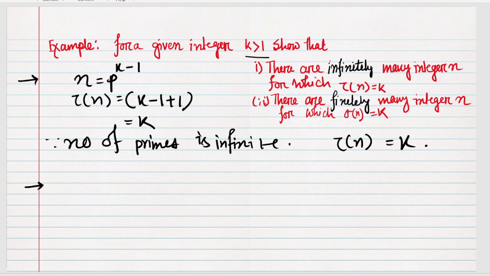In the next part of the question, they ask that there are finitely many integers n for which sigma(n) equals k. Similarly in this case also we will start our theorem by saying that for any n greater than 1, n has at least two divisors, 1 and n. Obviously we know that for any number there exist at least two divisors, 1 and itself.